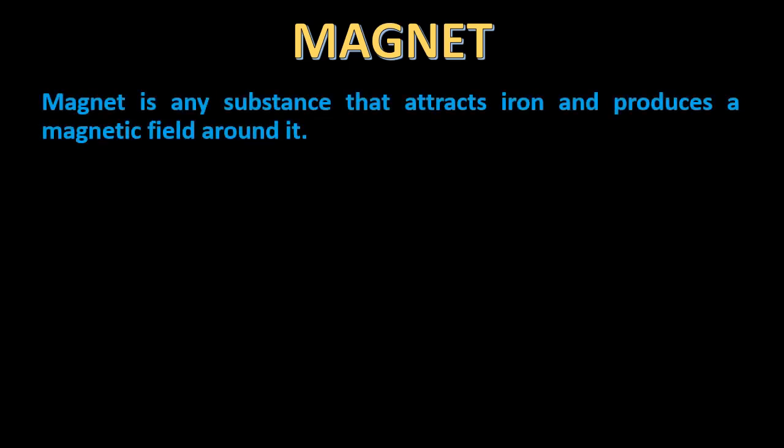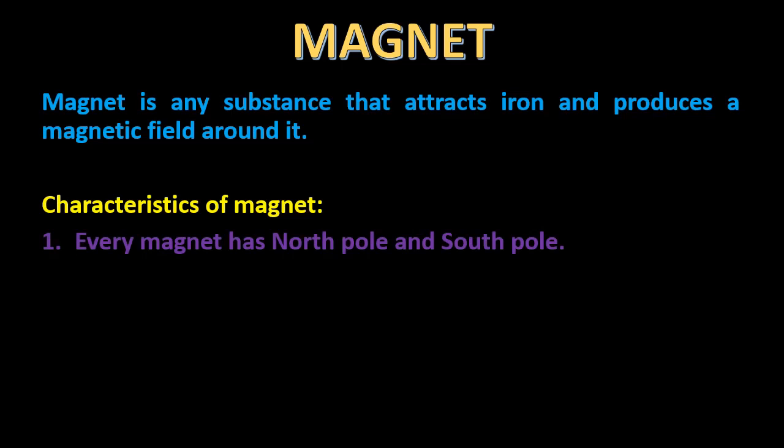But the question is, what is a magnet? A magnet is any substance that attracts iron and produces a magnetic field around it. So, any object which attracts iron and has its own area within which another magnet experiences its magnetic force. Now, characteristics of a magnet. The first point is every magnet has a north pole and a south pole. Each and every magnet has a north pole and a south pole, and these cannot be separated from each other.